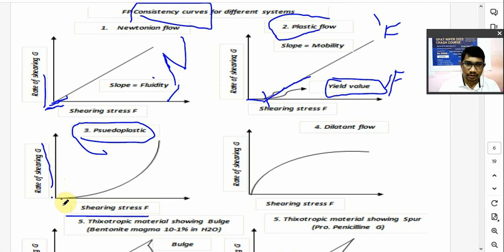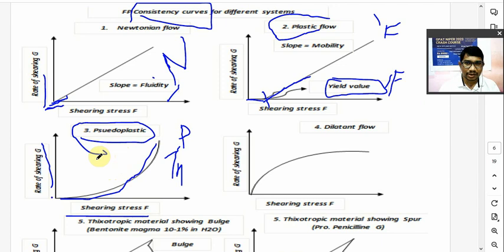viscosity of the liquid will decrease initially. That's why it is known as a shear thinning system. This type of flow is shown by polymers in solution, like acacia, gelatin, tragacanth, carboxymethyl cellulose. When you apply a stress to these materials, viscosity will decrease. So pseudoplastic flow is very important in case of suspension.